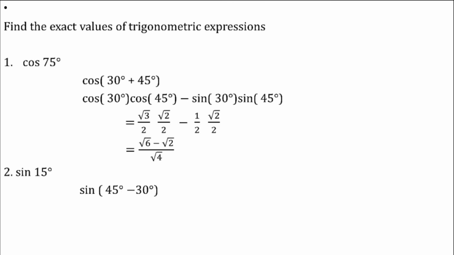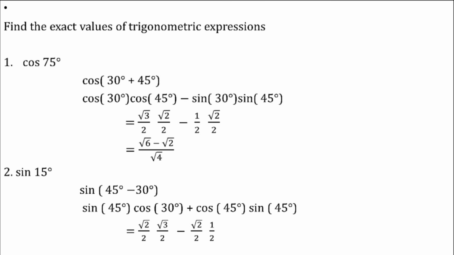Sine 15 degrees. So sine is 45 degrees minus 30 degrees. Sine 45 degrees cosine 30 degrees minus cosine 45 degrees sine 30 degrees. So sine 45 degrees is square root of 2 over 2. Cosine 30 degrees is square root of 3 over 2, minus cosine 45 degrees is square root of 2 over 2, and sine 30 degrees is 1 half. By multiplying it and then subtracting, we only have square root of 6 minus square root of 2 over 4.